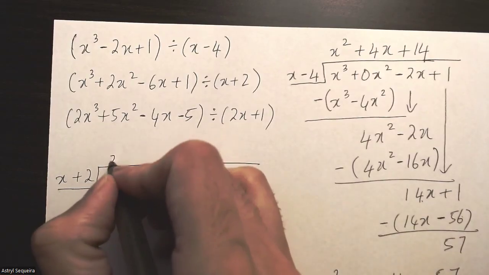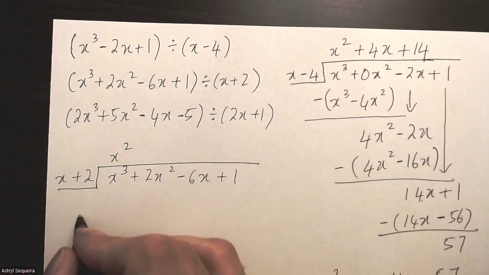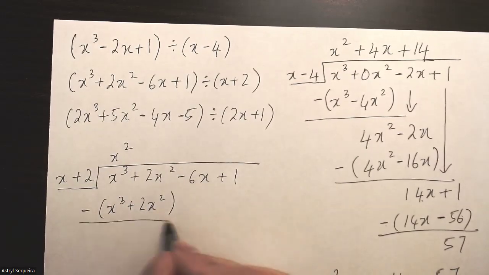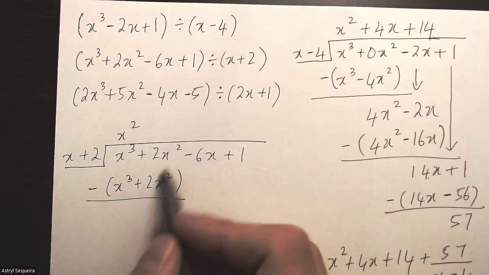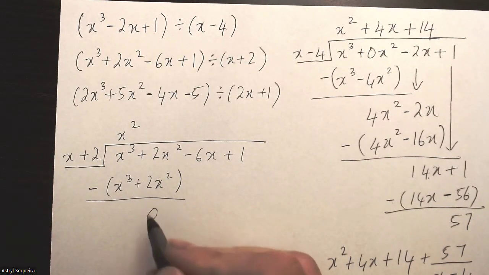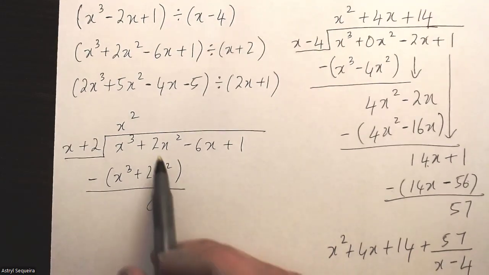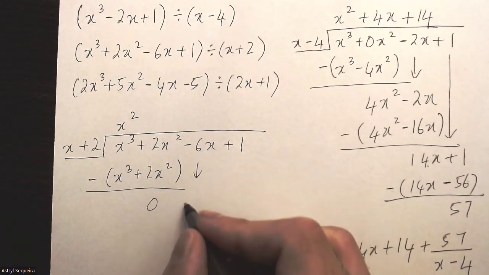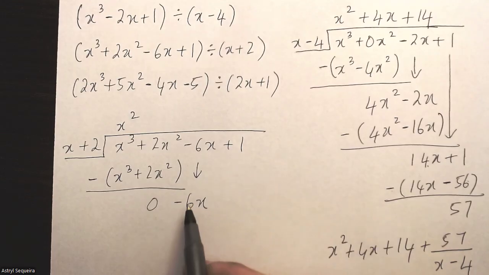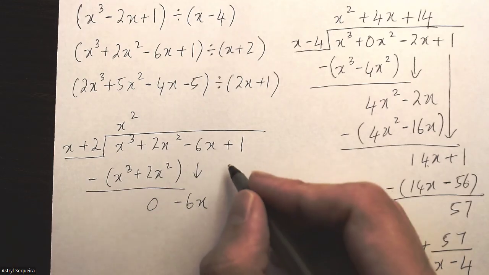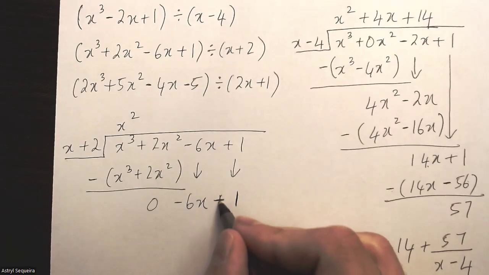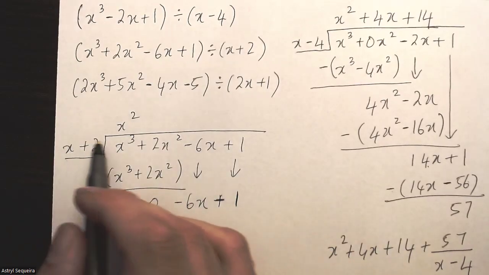X cubed divided by x is just x squared. Multiply that, get x cubed plus 2x squared. When we subtract over here, this cancels off, but this also cancels off. It means we get a 0 over here. So if all the terms cancel off when you subtract, when you bring down the next term, I only have one term over here, but you want the number of terms here to match the number of terms here. So you should actually bring down the plus 1 as well in this step over here. That way I have two terms here and two terms here.